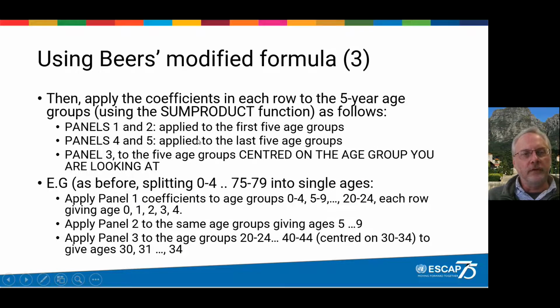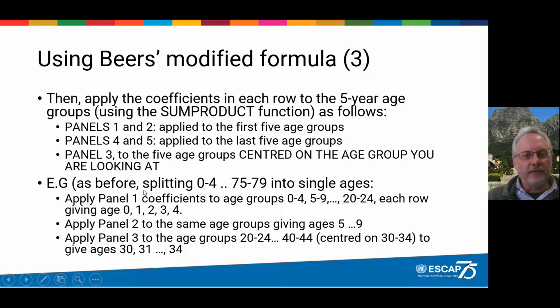Then what we'll do is apply the coefficients in each row to the 5-year age groups. In Excel, we'll use the sum product function as follows. For panels 1 and 2, we apply the coefficients for panels 1 and 2 to the first 5 age groups. For panels 4 and 5, we apply those coefficients to the aggregated data by age group for the last 5 age groups, remembering that there are 5 coefficients in each case, in each panel. And for panel 3, we'll apply to the age groups centered on the age group that you are looking at.